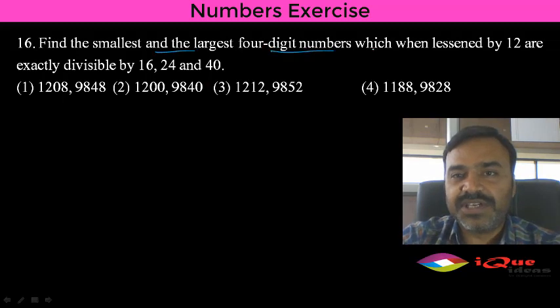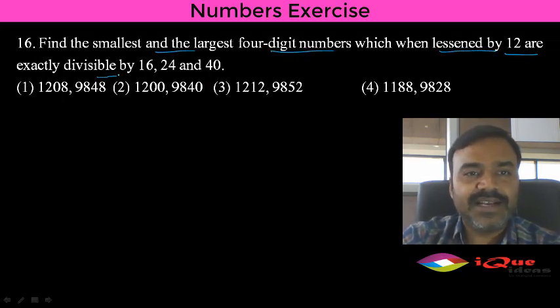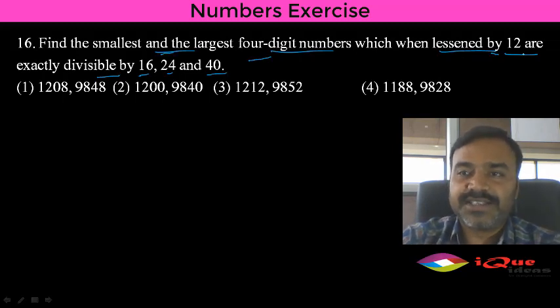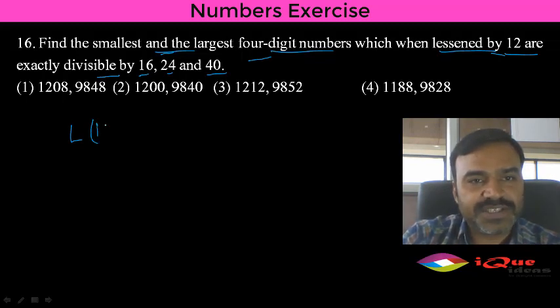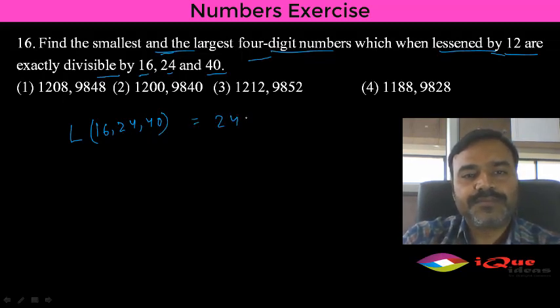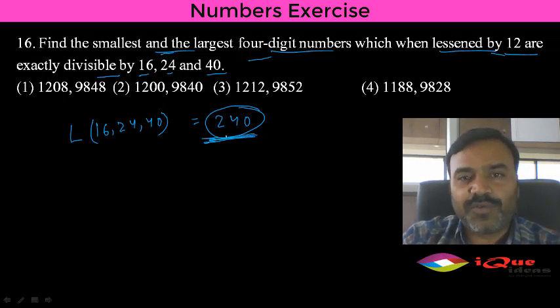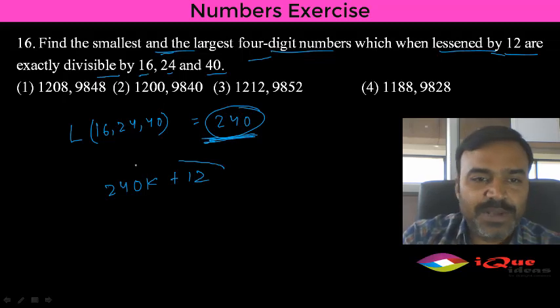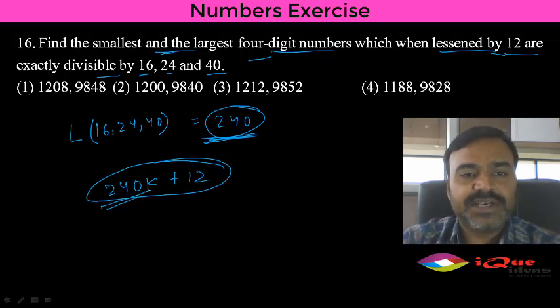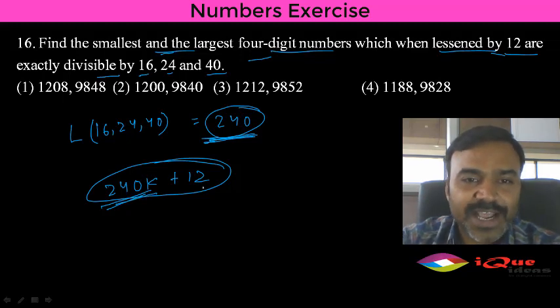Find the smallest and the largest 4-digit numbers which when lessened by 12 are exactly divisible by 16, 24 and 40. We need smallest and largest 4-digit numbers which are lessened, so which when they are subtracted. First let's take LCM because we need the number which is divisible by 16, 24 and 40. So LCM of 16, 24 and 40 comes out to be 240. You can calculate LCM on your own. So any multiple of 240 will definitely be divisible by this. Now here we want a number which should be subtracted 12, so any multiple of 240 plus 12 will be our number, because when we subtract 12, we'll get a number that is divisible by 240. So 240k plus 12.